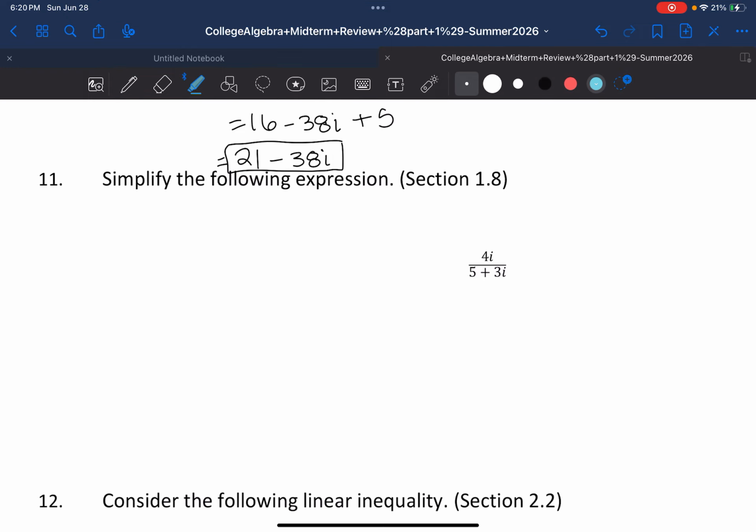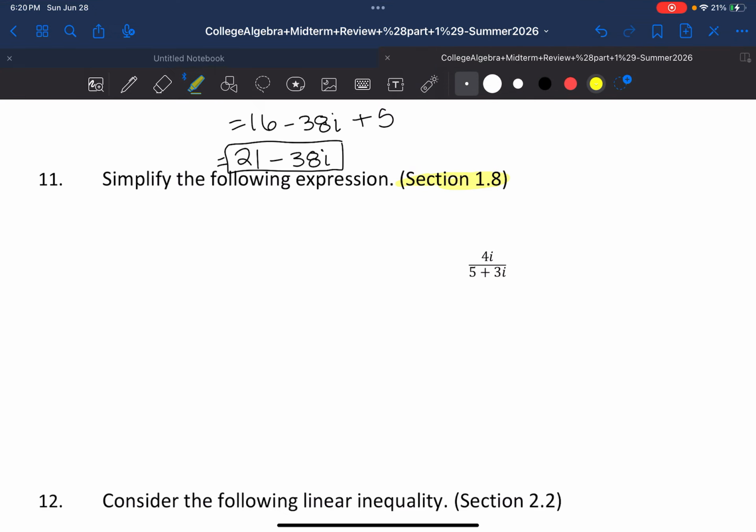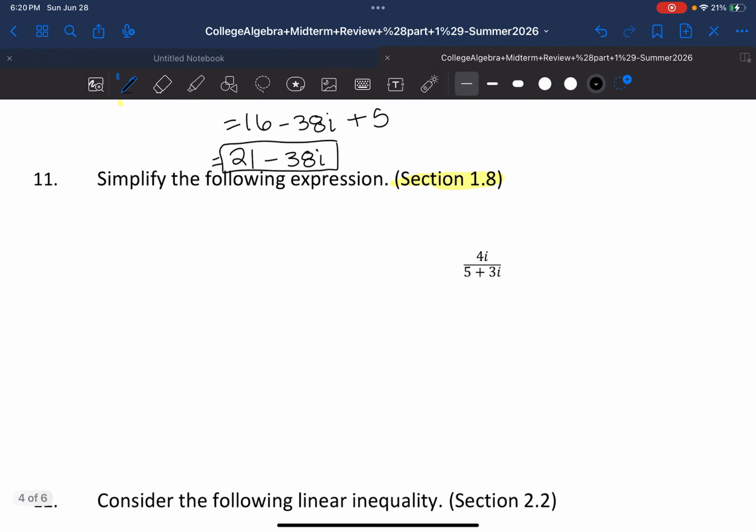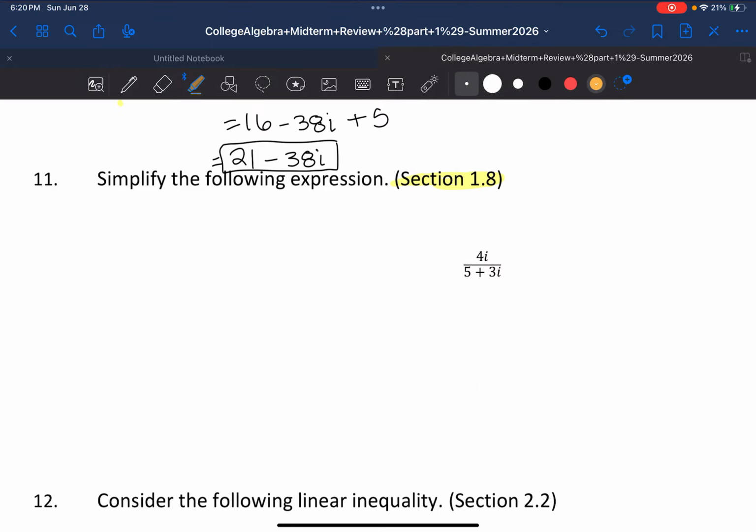Okay, number 11, still dealing with complex numbers here. Now we are going to be dividing some complex numbers. So anytime you have a complex number in a fraction like this one, we have 3i in the denominator there. Our goal is to get the complex number out of the denominator. So that's really what it means to divide these complex numbers.